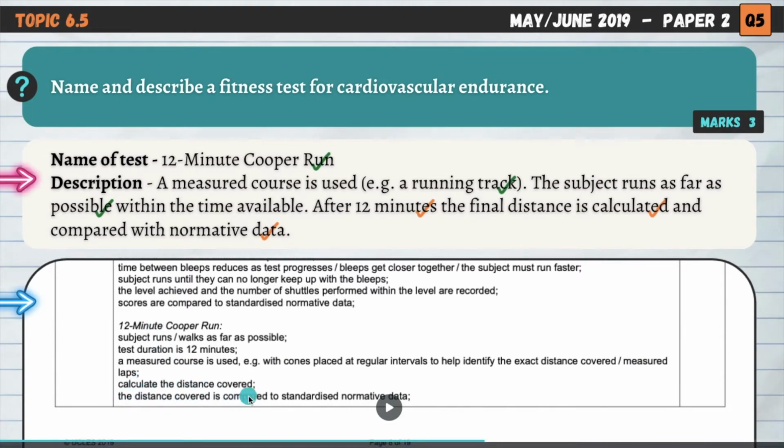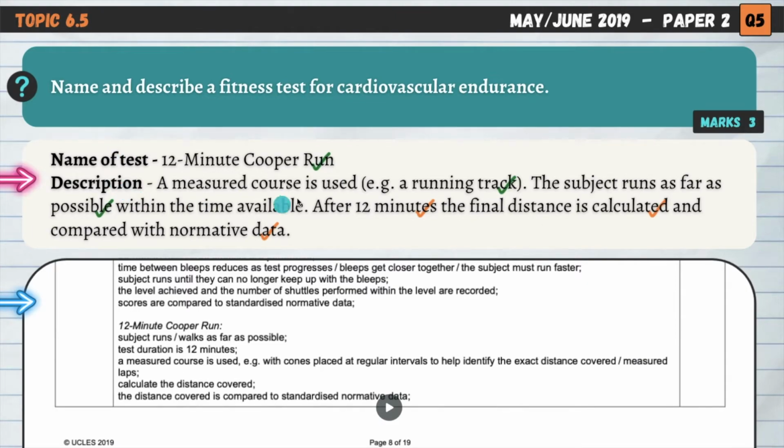Calculate the distance covered, you would have got a mark for that one as well, and then compare it with normative data. So the distance covered is compared with standardized normative data. Whenever you're describing a fitness test, it's always a good example to include this final point, that you will always compare your scores with normative data or average data, because that enables you to see how well you've done compared to, let's say, the general population. So am I good, am I average, or am I poor for this particular fitness test?